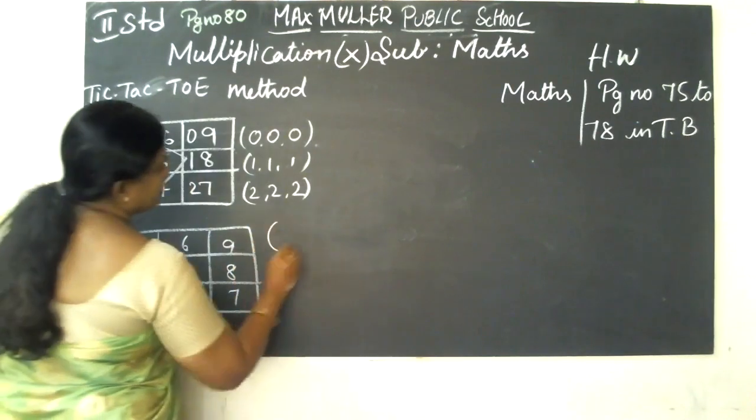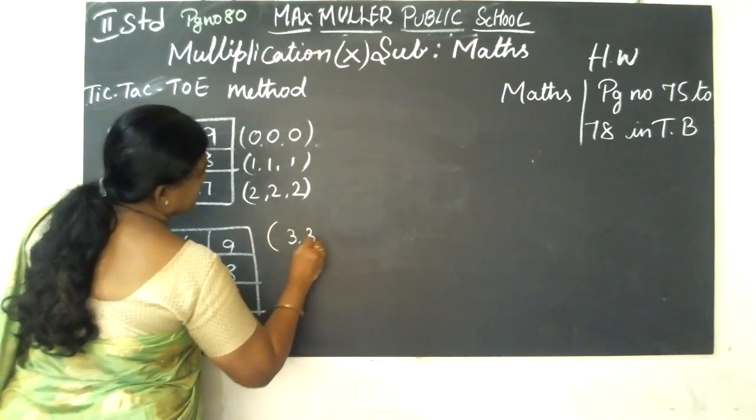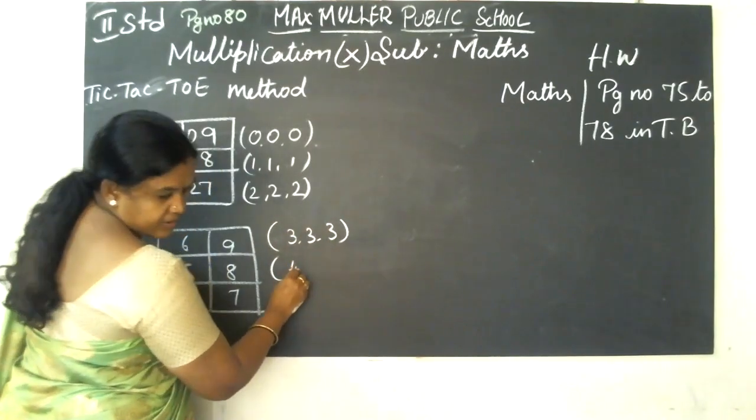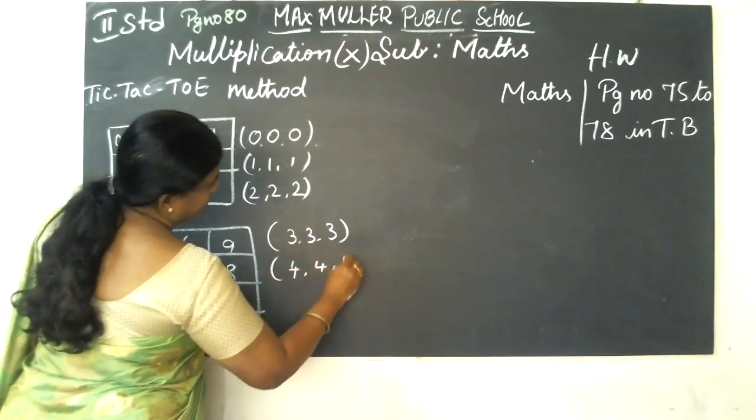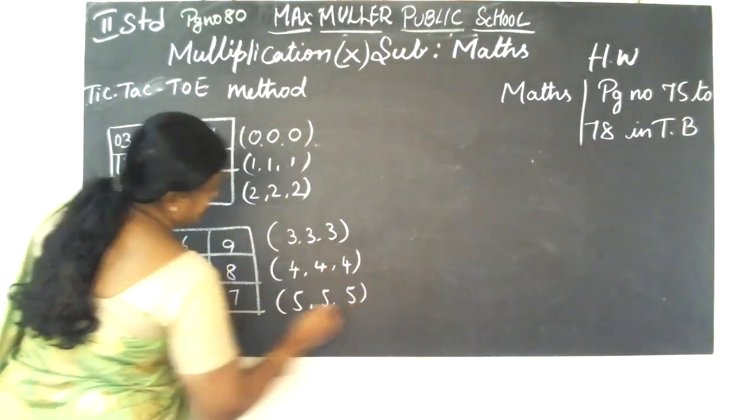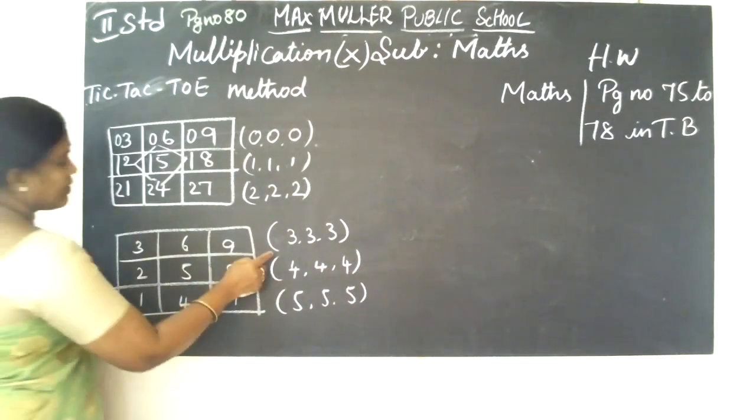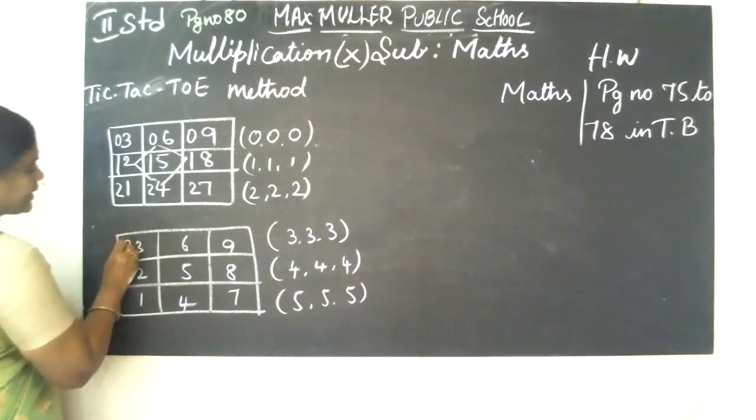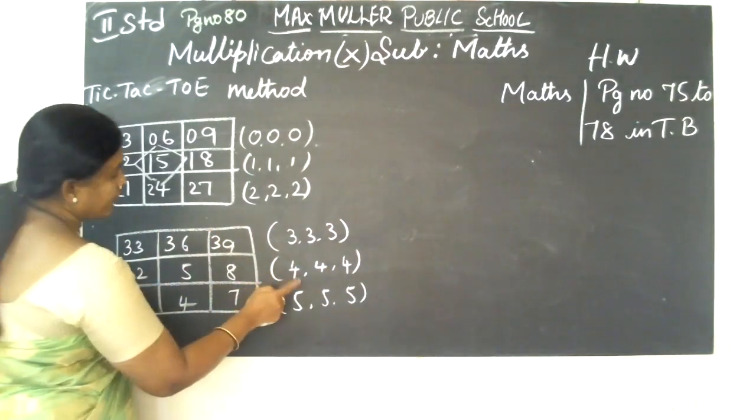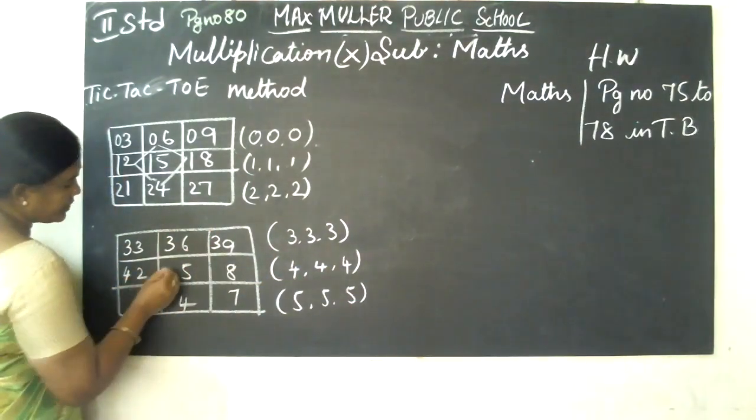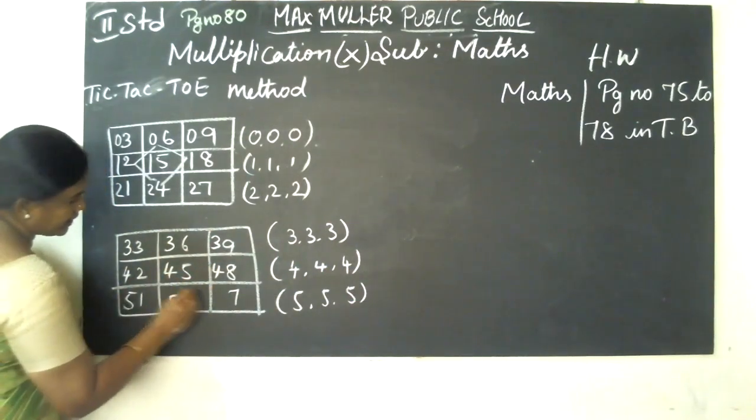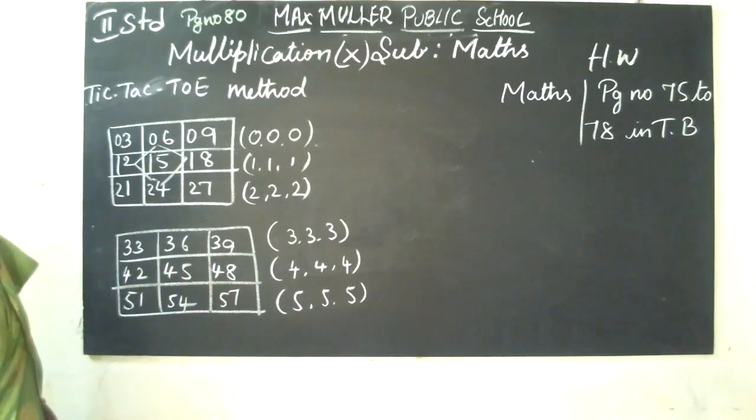In the second column you want to write 3, 3, 3. Fourth column 4, 4, 4. See, in the first column before the digit, what you want to write? 3, 3, 3. Here in the second column, see the digit 4, 4, you want to write before the digit. Here 5, 5, 5. Understood, children?